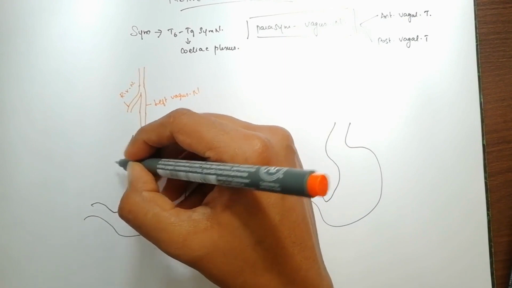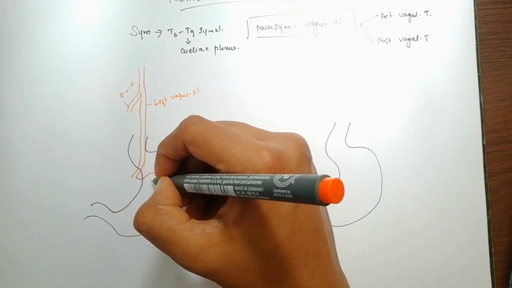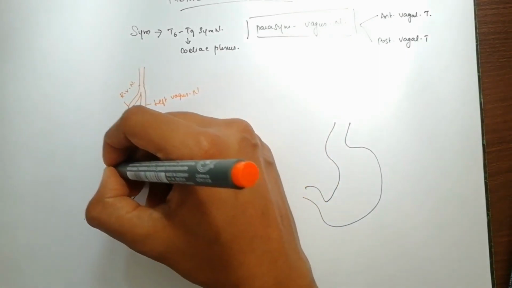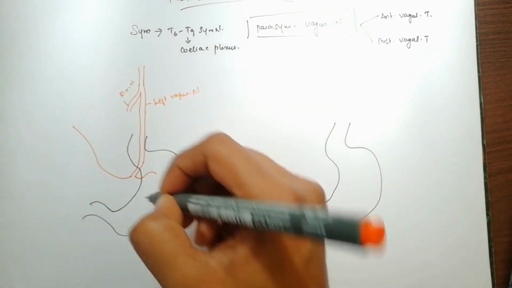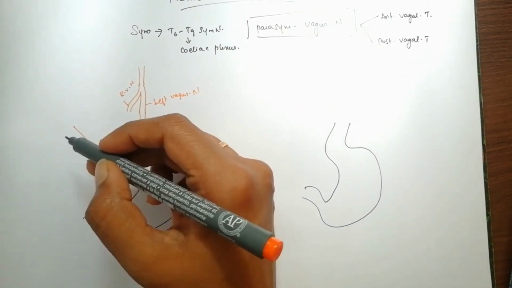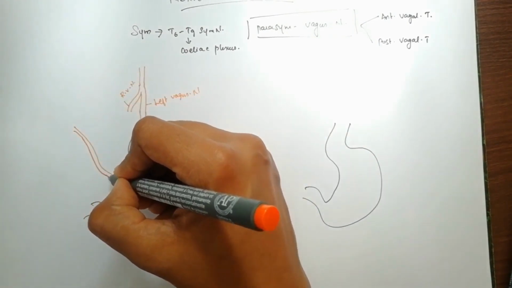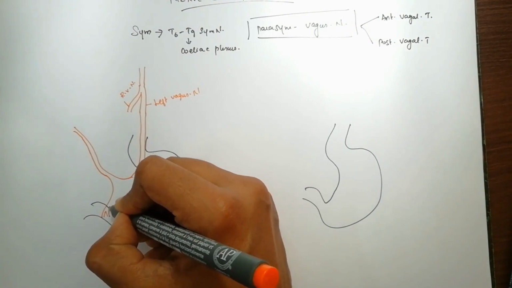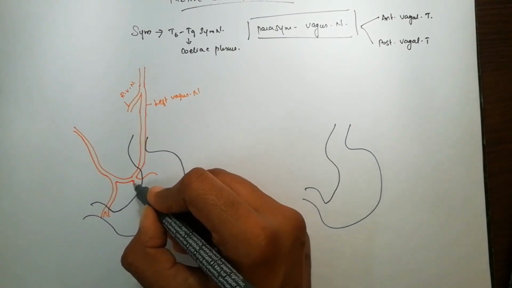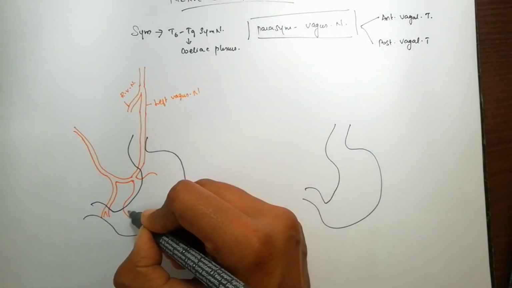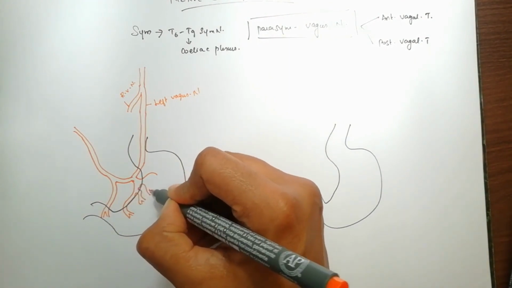Near the lesser curvature, it divides into two divisions. One is the gastric branches, which are many in number. Another goes to the liver, that is the hepatic branch. The hepatic branch again divides into an ascending branch and a descending branch. The gastric branch gives many small branches to supply the whole of the anterosuperior surface of the stomach.